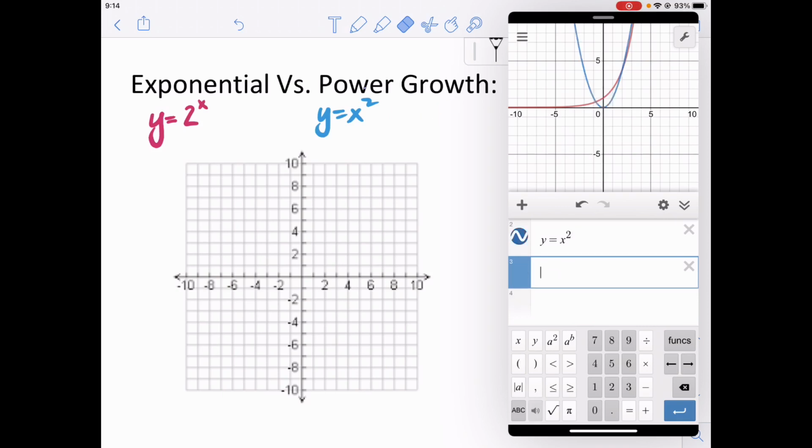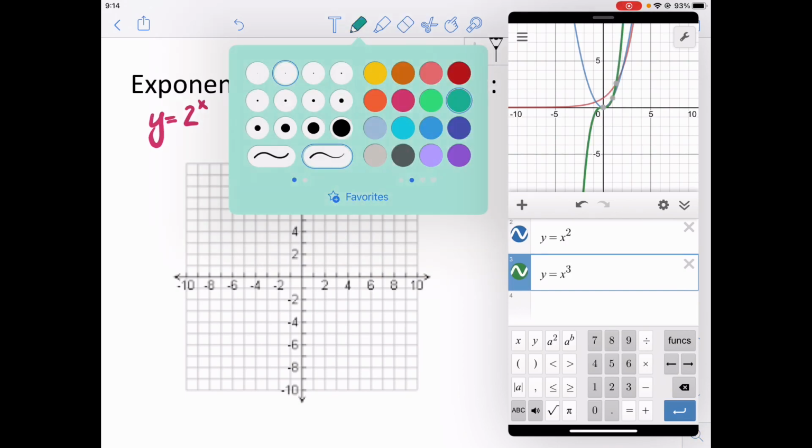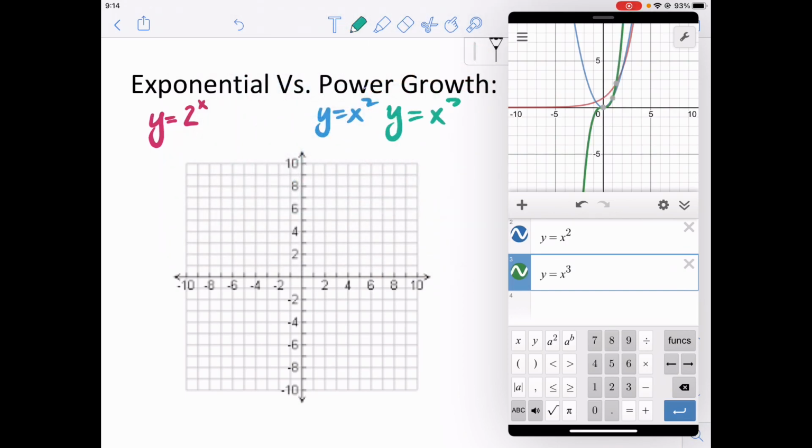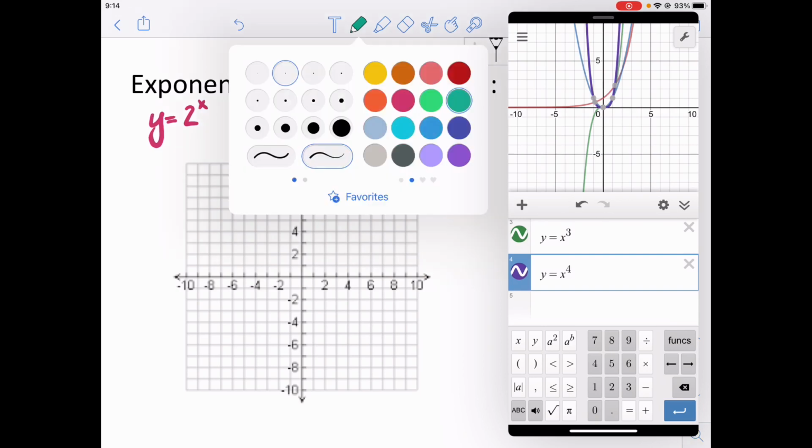And then we're going to do y equals x cubed. That's going to be green. And we'll do one more: y equals x to the 4th. It'll be purple.